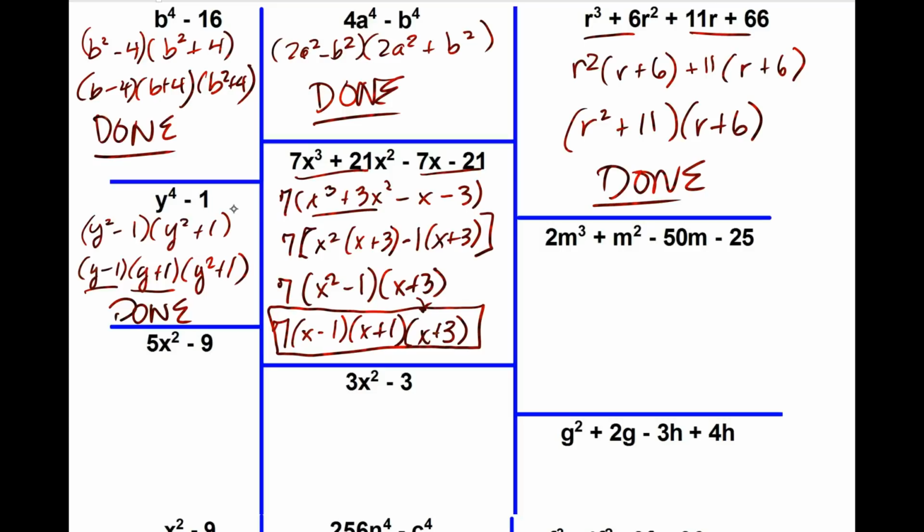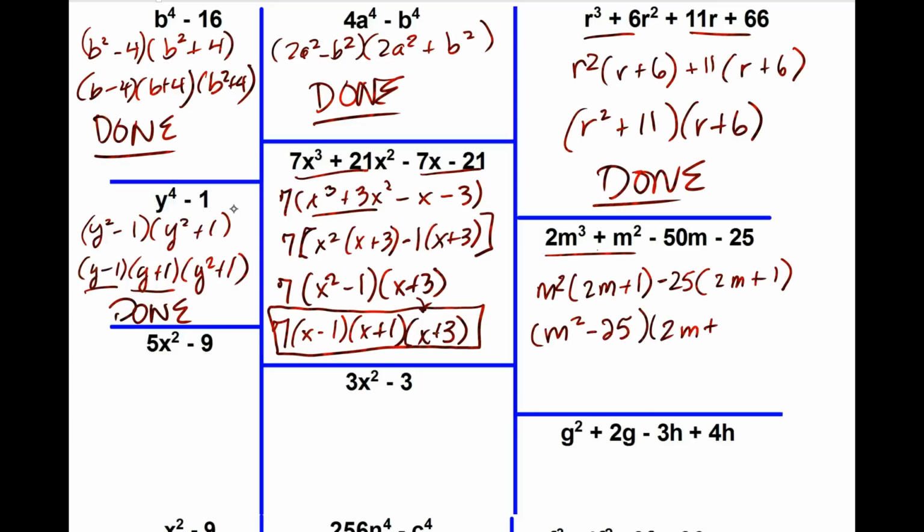Okay, factor by grouping. GCF. Nope, buddy, not today. So we end up taking an m squared out, and we end up getting 2m plus 1. I want this to be 2m plus 1. So I need to take out a negative 25 and end up with 2m plus 1. All right, and now I bring my terms together. I get m squared minus 25 times 2m plus 1.